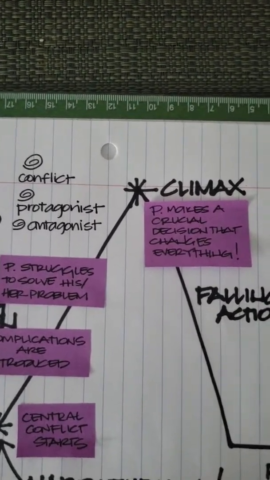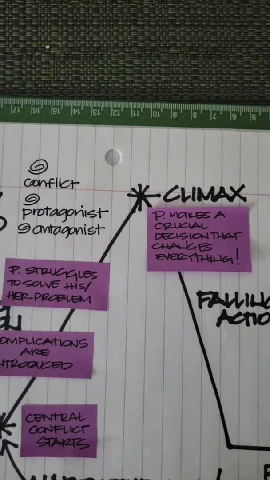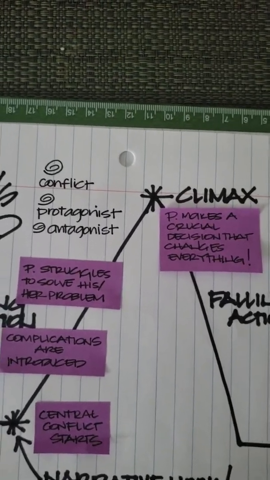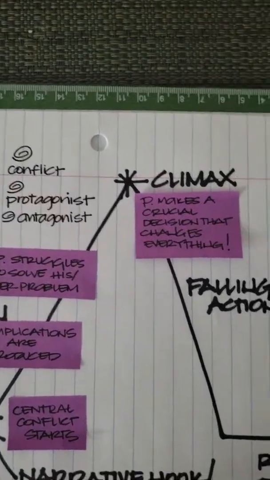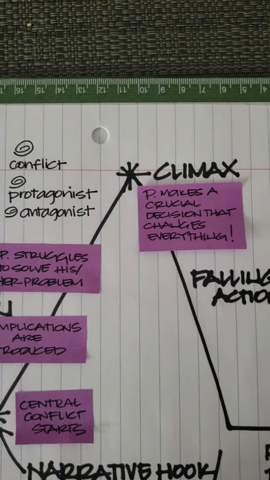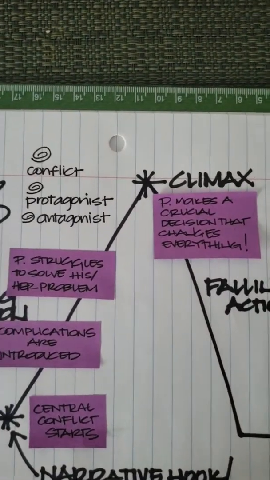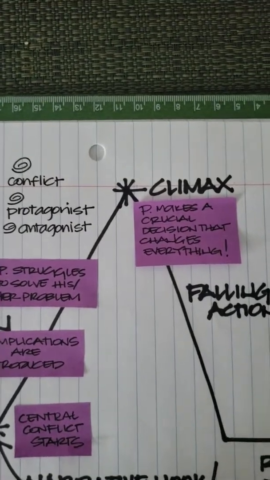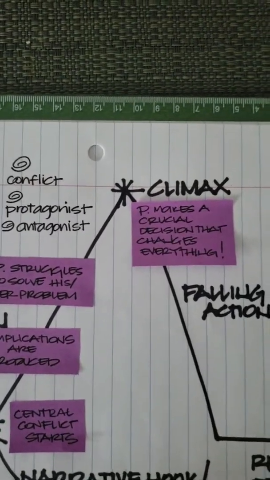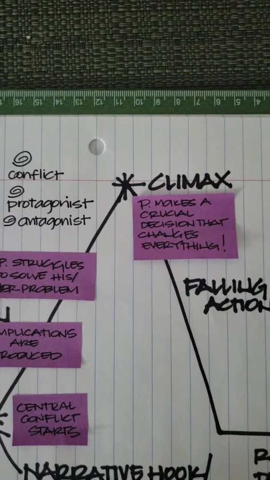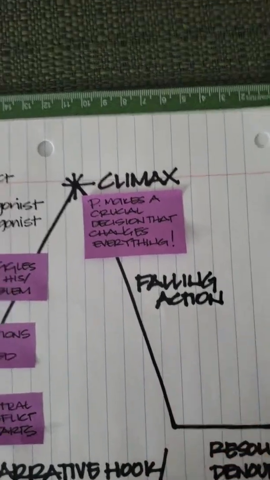The protagonist is put in a position, sometimes it's a literal physical position and other times it's more figurative. The protagonist is put in a position where he or she has got to act, he or she is forced to act. And that decision that they make at that moment changes the course of the rest of the story. So, falling action.